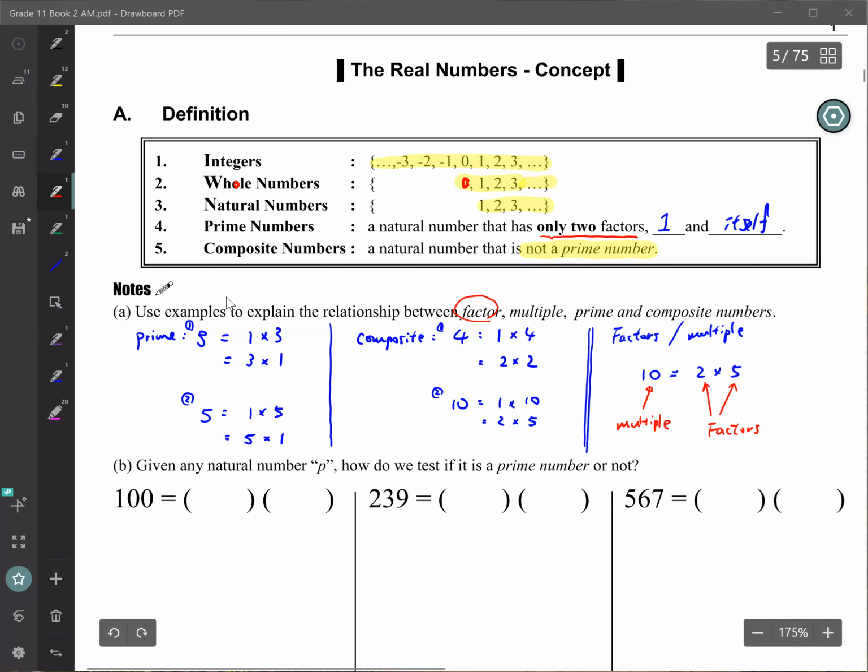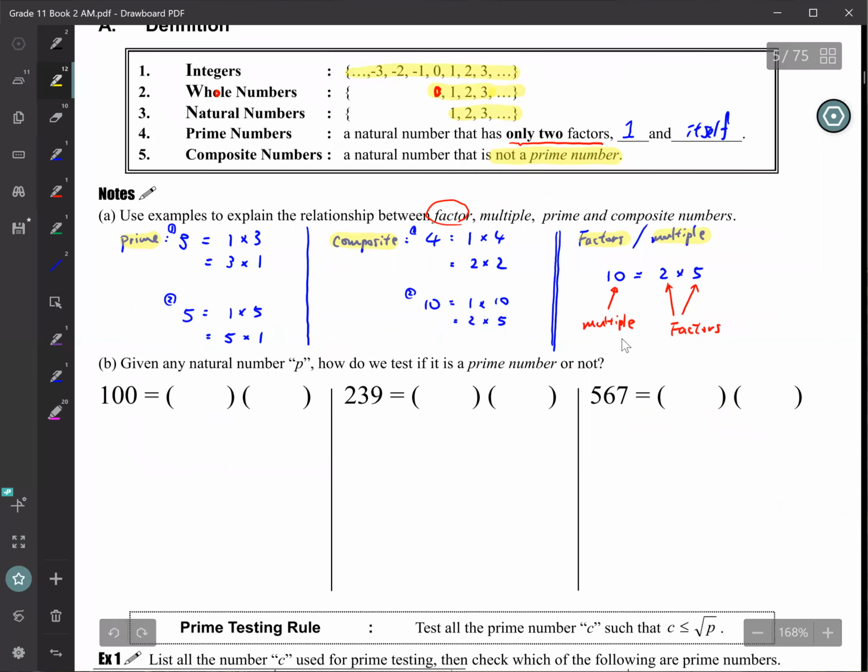Right, so please write these down on your notes. And once you finish copying, can you raise your hand? So prime, composite, factors, multiple. Okay, so you need to get these terms remembered, so later when we mention them, you know what we are talking about. Please raise your hand when you finish writing all the notes down.